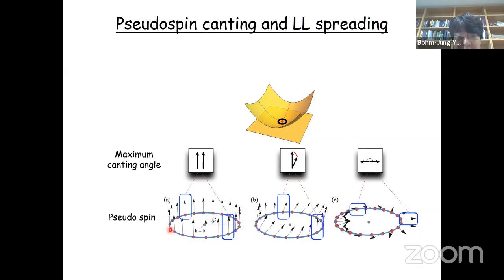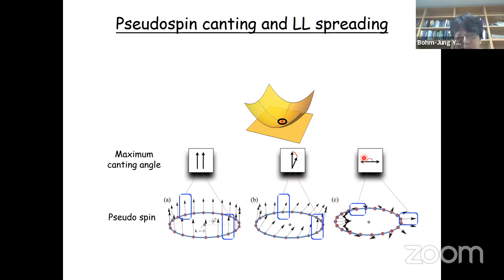In the case of the non-singular flat band, since the pseudo spin is always pointing in the same direction, the canting angle is basically 0. But in this singular flat band, the maximum canting angle appears between these two pseudo spins. We have a finite canting angle. And in this case, the maximum canting angle is basically pi. We have the maximum value of the canting angle.